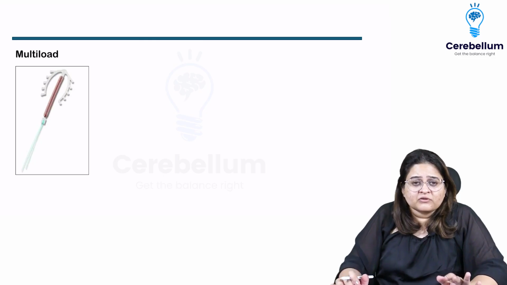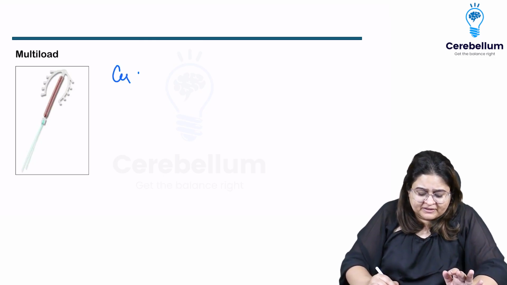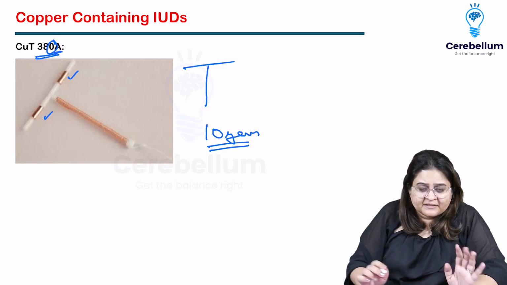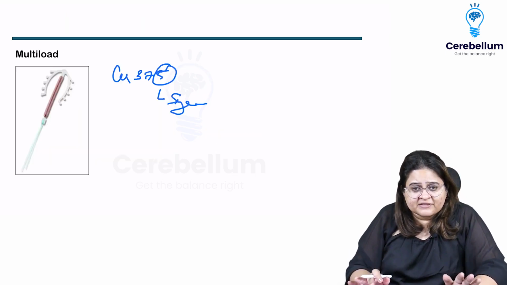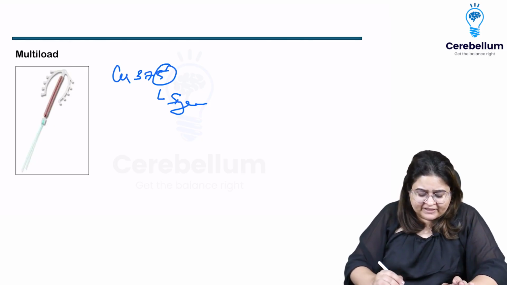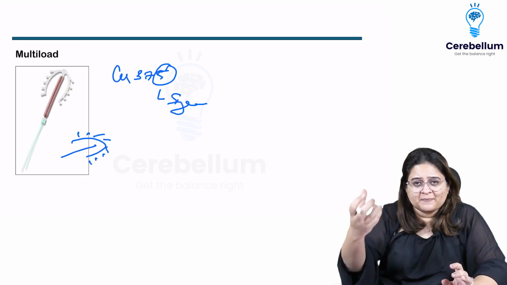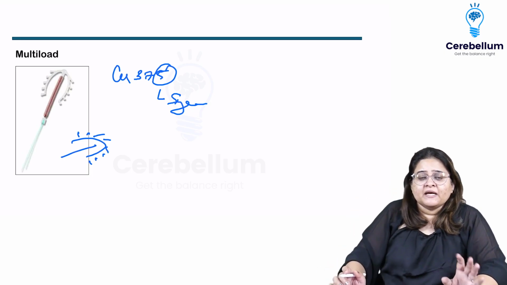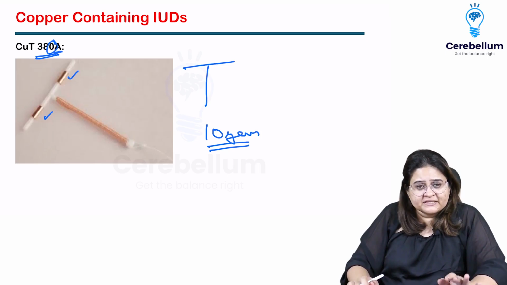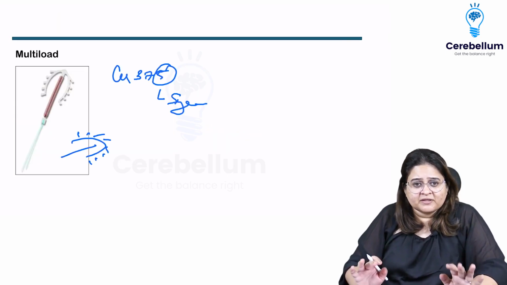Okay, the government of India also has the copper T 375, which is 5 years. That's how you remember it. 380A is 10 years. 375 or multi-load is 5 years. It doesn't have copper in the arms. It looks like this spear sort of structure with serrations on the arms, and this is so that it gets fixed into the endometrium and doesn't get expelled easily. Both the copper T 380A and 375 are freely available by the government of India.